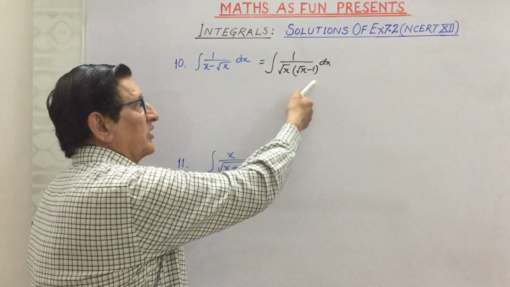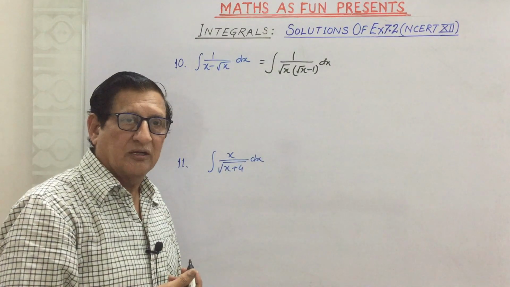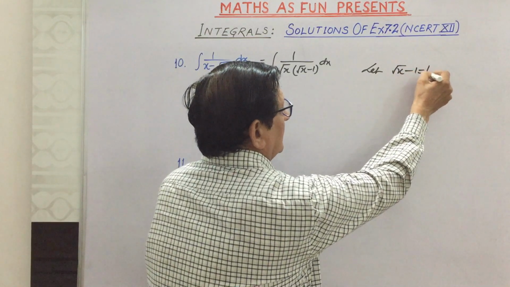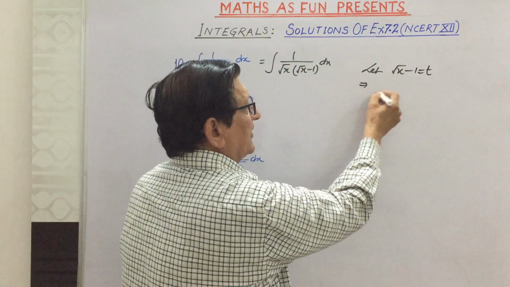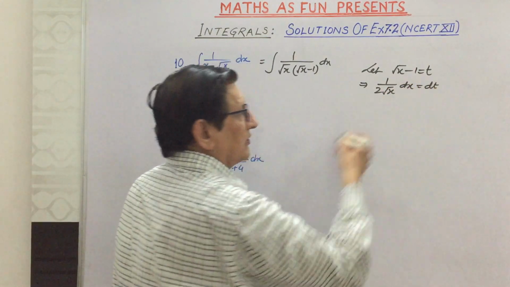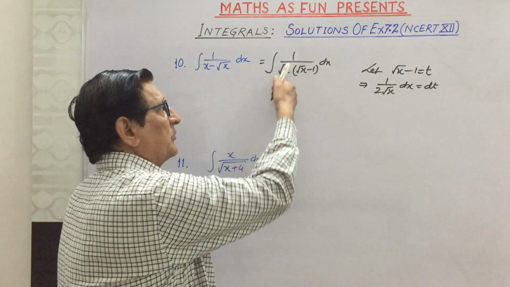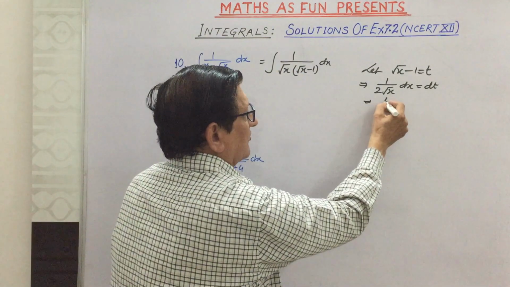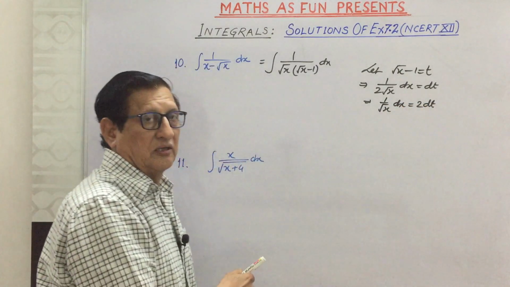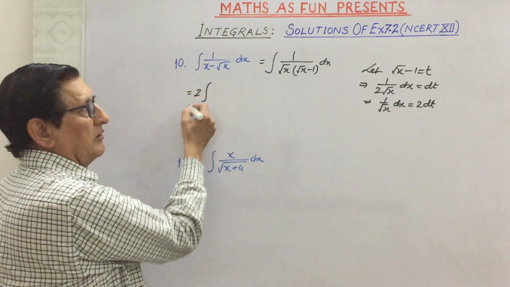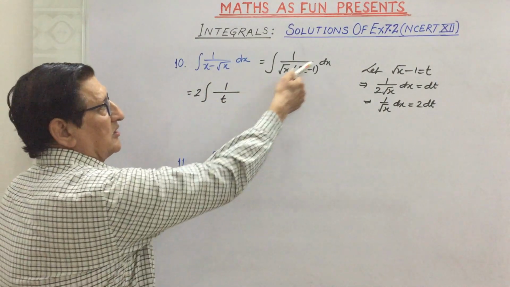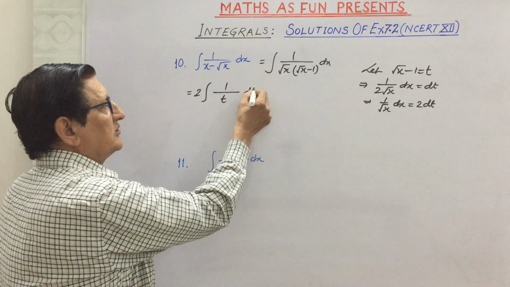And now we can take root x minus 1 as t. Differentiating this, we will be getting 1 upon 2 root x dx is equal to dt. We already have here 1 upon root x, so we can write 1 upon root x dx is equal to 2 dt. This 2 we can write here, and this is 1 upon t, and this comes in as dt.